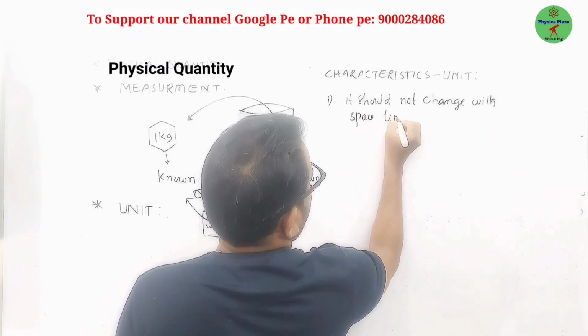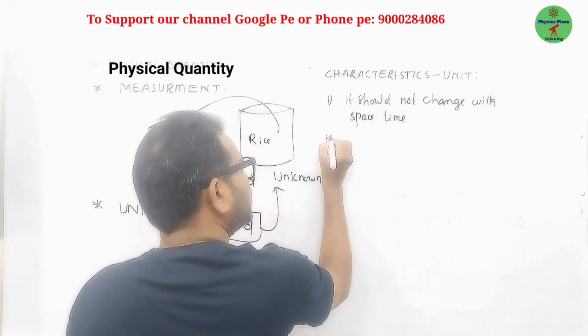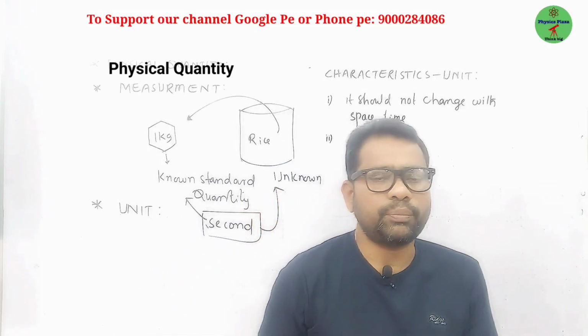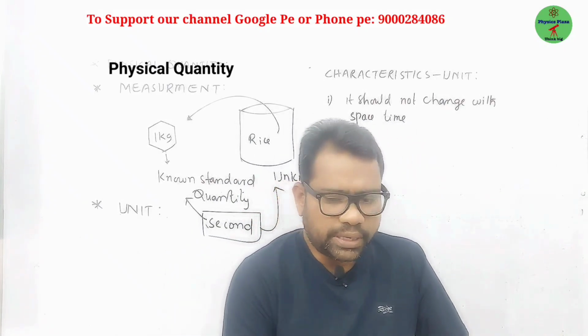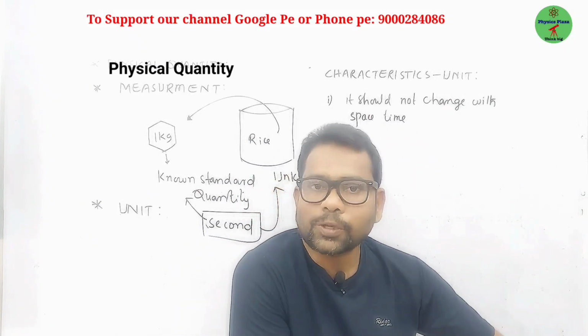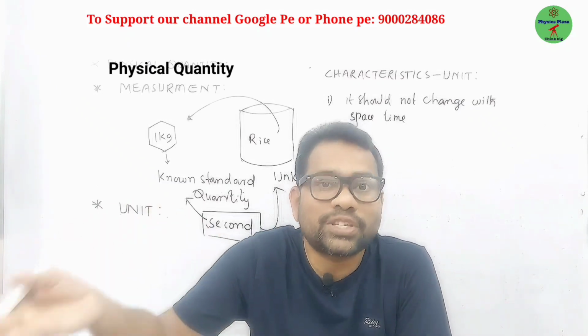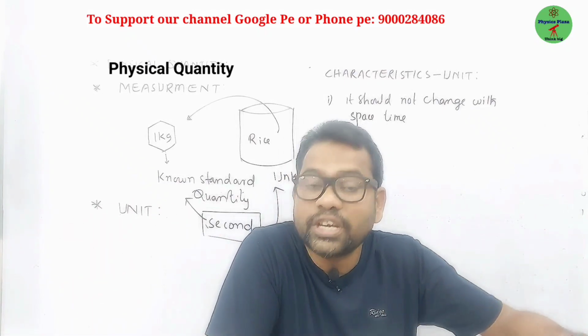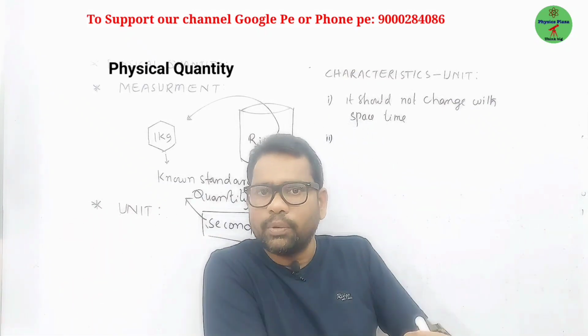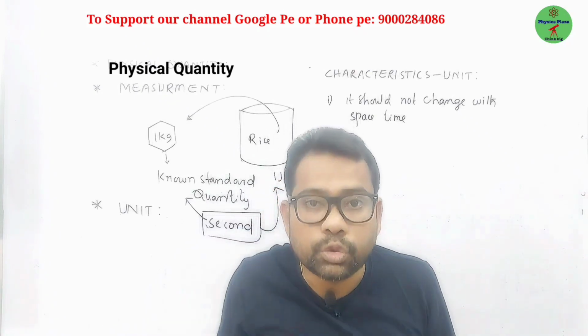It should not change with space and time. And the second one is that, for example, if a 1 kg weight is there, and a person uses it to measure rice or dals, whatever. If it is lost, he should be able to purchase it, right? To purchase, it should be available. It should be reproduced.